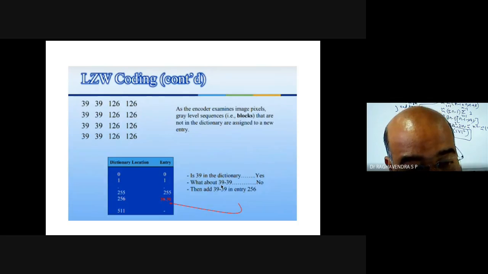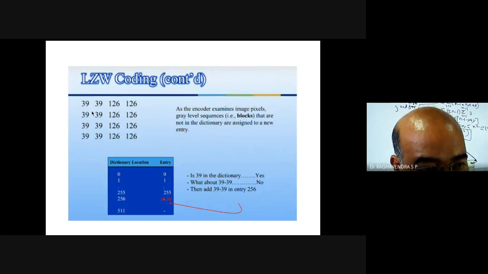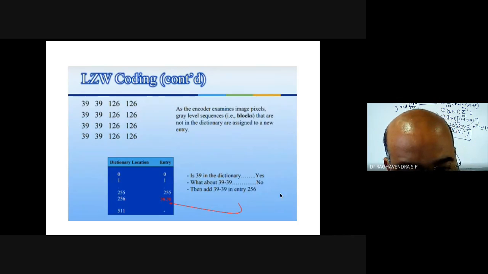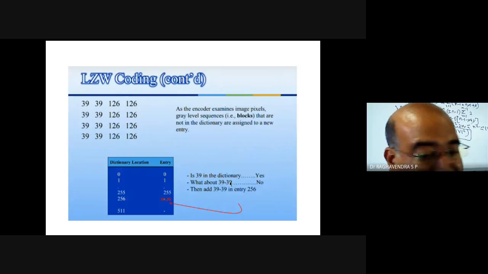Next, what about 39 minus 39? Because when difference coding is done, what does 39 minus 39 become? So 0 is not present in the image. 0 is not at all present. Okay, so that is why it is not present in the dictionary.